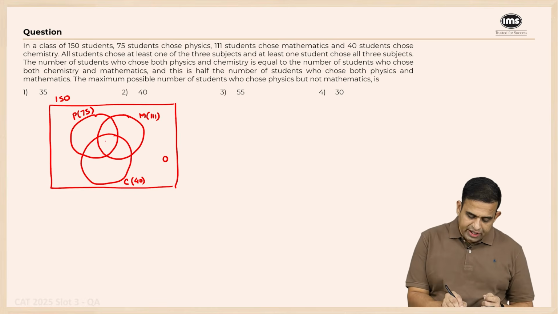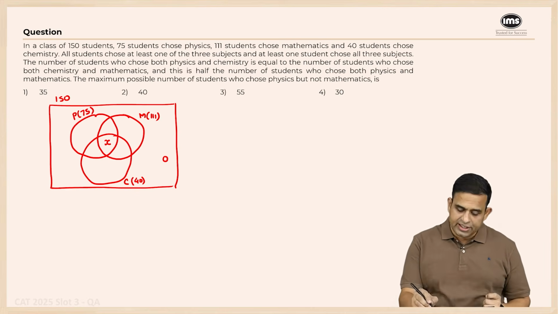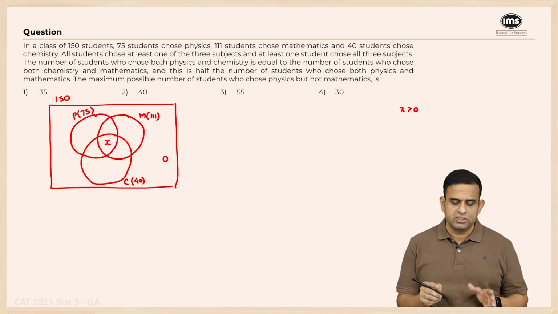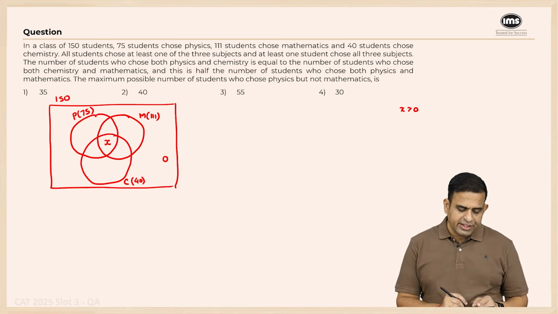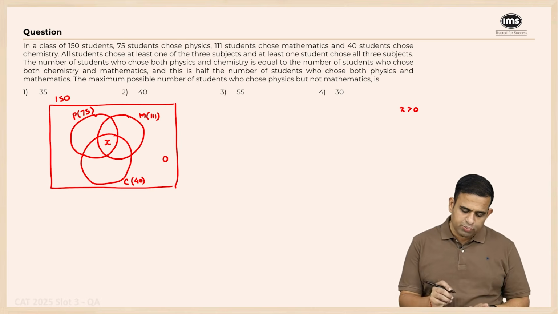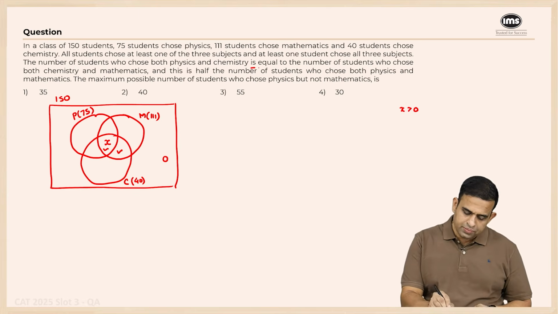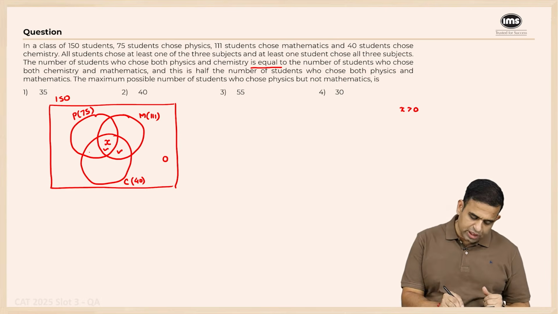So for example, if I have taken x number of people have taken all the 3 subjects, math, physics, chemistry, then this x they are saying is going to be a positive integer. It's going to be at least 1. So this has to be minimum 1. So 1, 2, 3 and so on. Then they are saying the number of students who chose both physics and chemistry, so both physics and chemistry will refer to this portion, is equal to the number of students who chose chemistry and mathematics. So sum of these two.